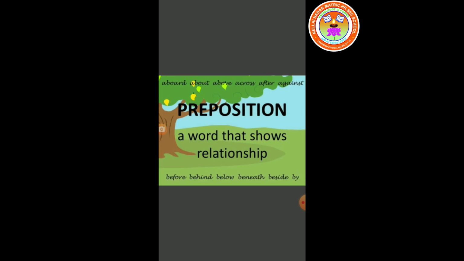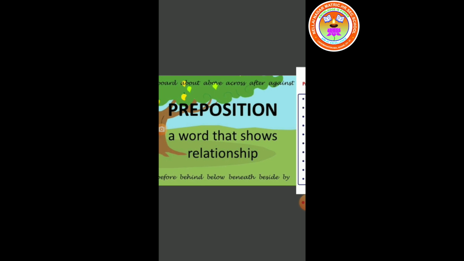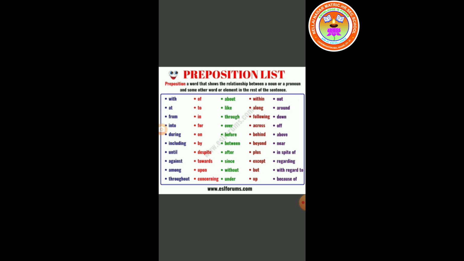A preposition is a word that is placed before a noun or a pronoun to show its relationship to other words in a sentence. I repeat it once again. A preposition is a word that is placed before a noun or a pronoun to show its relationship to other words in a sentence. Dear students, this is the list of prepositions.